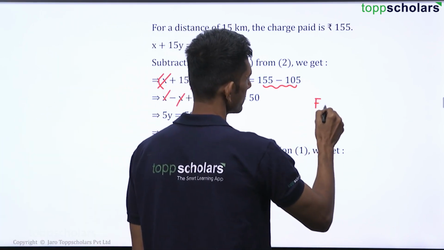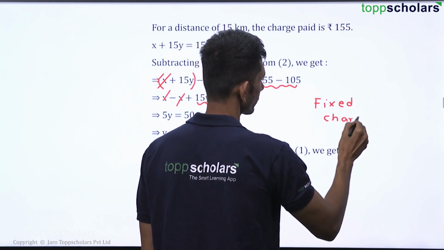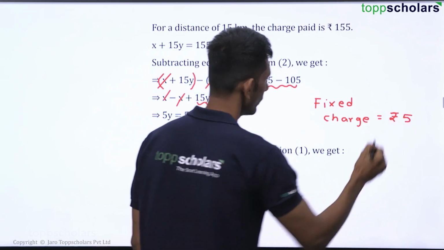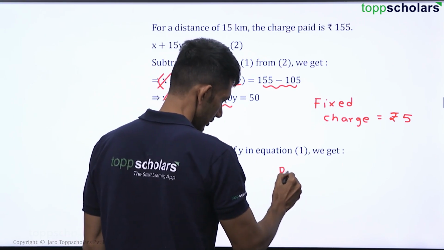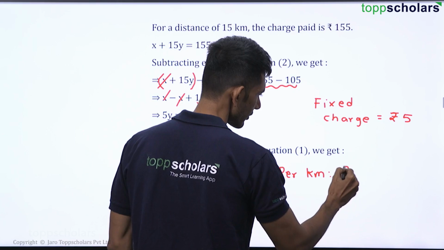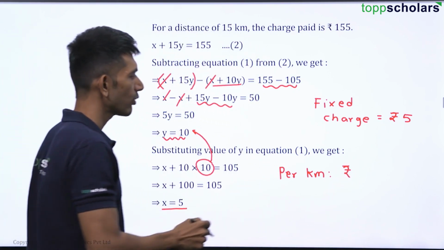Fixed charge is how much? Rupees 5, we need to write that down, and per kilometer, the charge is 10 rupees.